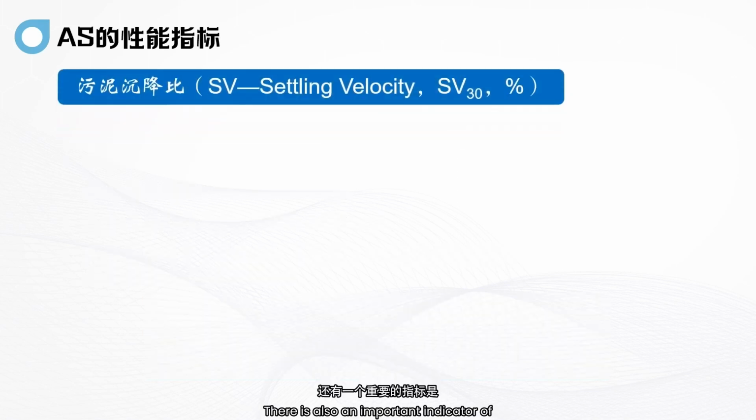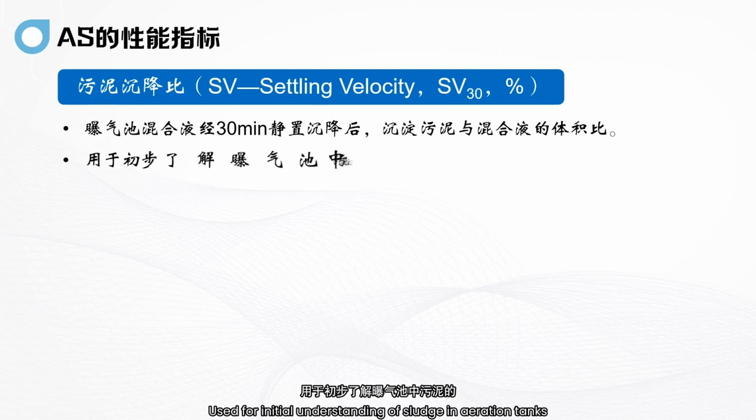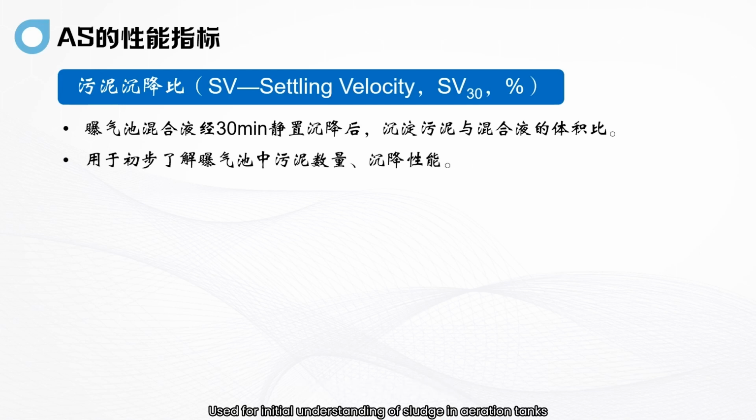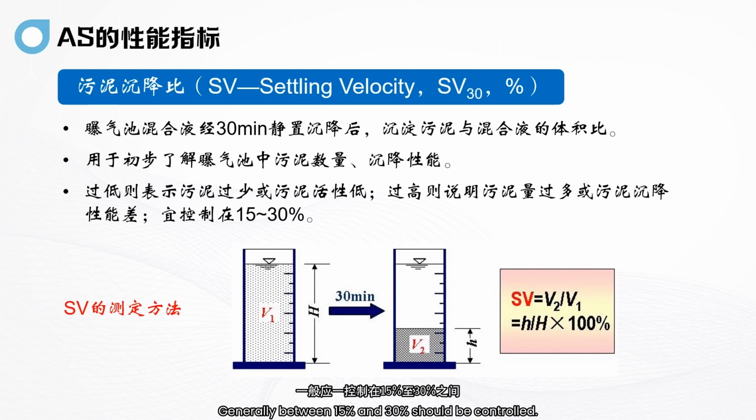There is also an important indicator, the sludge settling ratio SV, and of course SV30 is usually used. It indicates the volume ratio of settled sludge to the mixture after the aeration tank mixture is left to settle for 30 minutes, used for an initial understanding of the sludge quantity and settling properties in the aeration tank. Too low means too little sludge or too little sludge activity. Too high means too much sludge, or the settling properties of the sludge are too poor. It should generally be controlled between 15% and 30%.